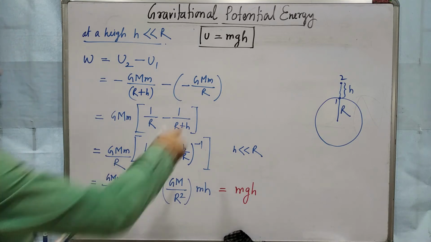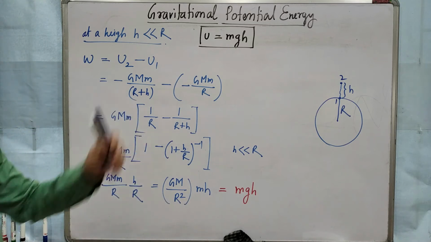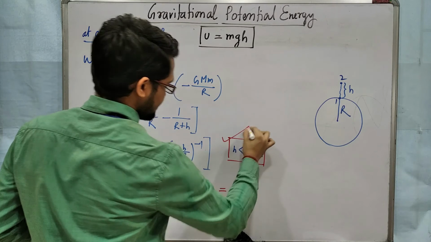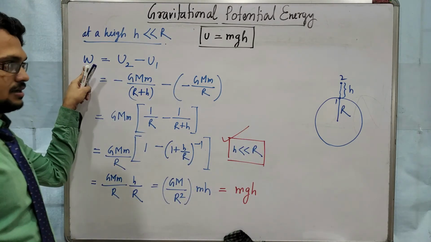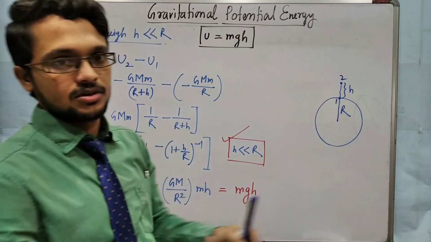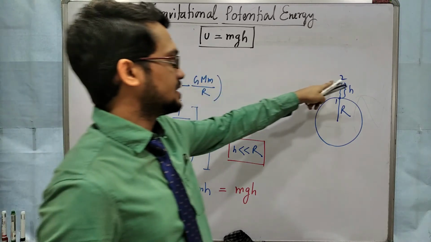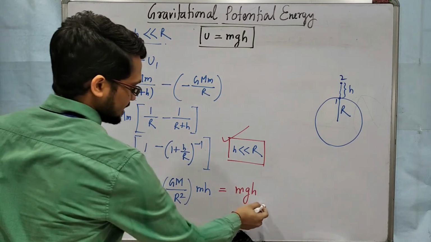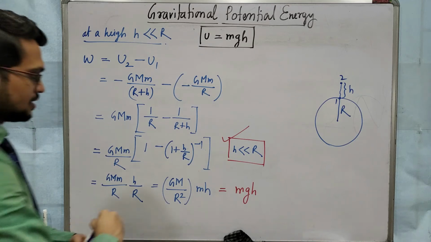Are you getting this? So this is true when h is very much smaller than R, when this condition is given. Otherwise it is not true. So this work done is against gravity. We are going against gravity, so that amount of work we have to do. This amount of work done will be stored inside that object as its potential energy, and we are getting it as mgh. Clear?